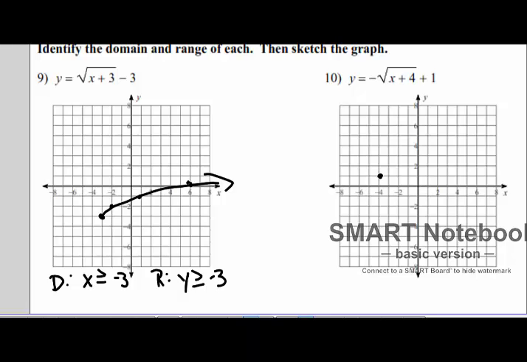Alright, so the next one here, our starting point would be at -4, +1. And since there's a negative, we go over 1, down 1. And then we go over 4, down 2. Then we can go over 9, down 3. So notice how it opens down now.